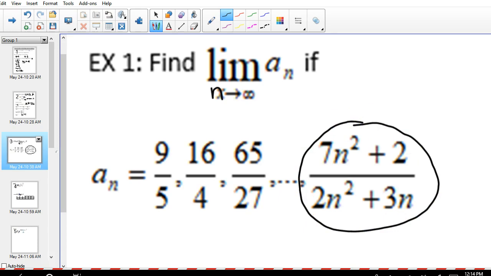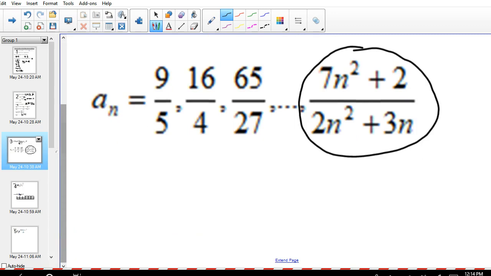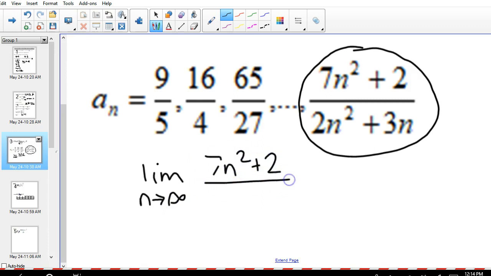So what they're really asking you to do here is find the limit as n approaches infinity of 7n squared plus 2 over 2n squared plus 3n.